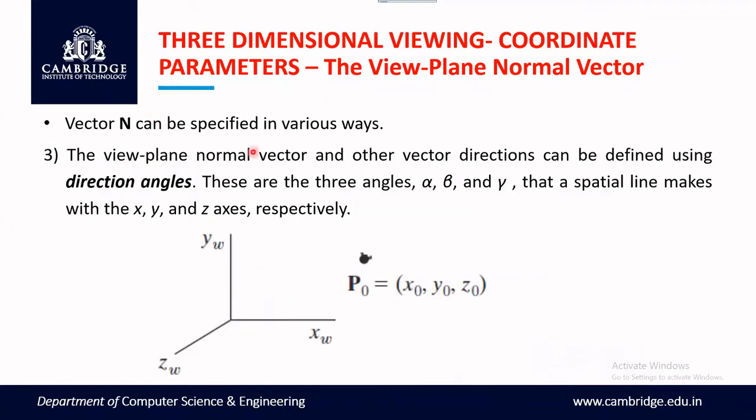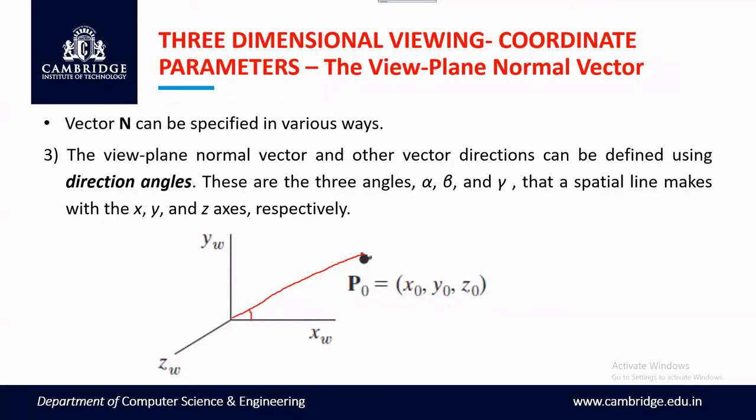The third way of defining the normal vector is by using the direction angles. That is what we have already seen when we did the rotation about an arbitrary axis. For example, this P naught, this is our origin. Say this is the line that you have. Then the angle that this line makes with the x-axis is the angle alpha. The angle that this line makes with the y-axis is beta. Now again, angles in graphics are always measured in the anti-clockwise direction.